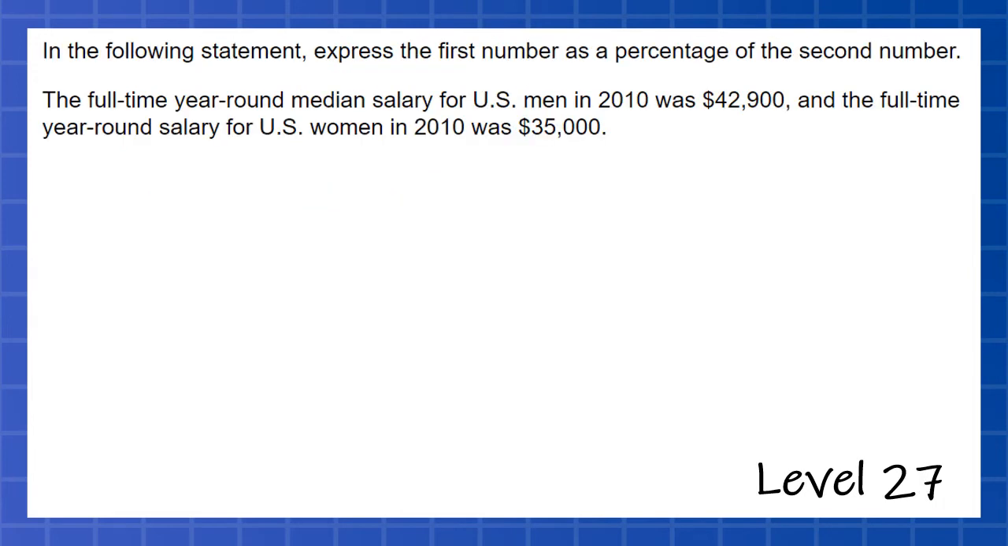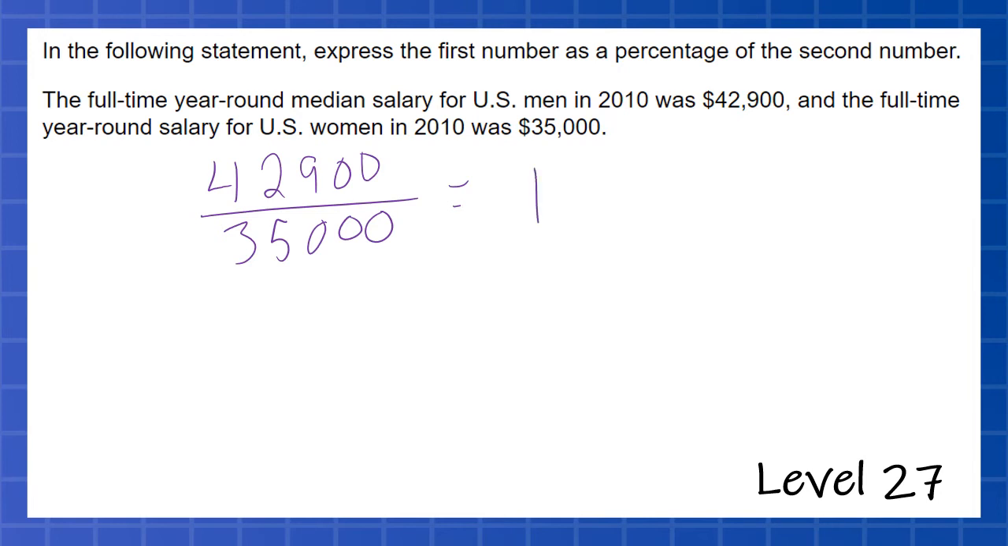In the following statement, express the first number as a percentage of the second number. So the first number we get is 4,900, and I want it as a percent of the second number, 3,500, and I'm just going to type those into my calculator just like that. 4,900 divided by 3,500, and what I got was 1.23. Well, I actually got 1.23, and 1.23 is a decimal, and I made it percent.